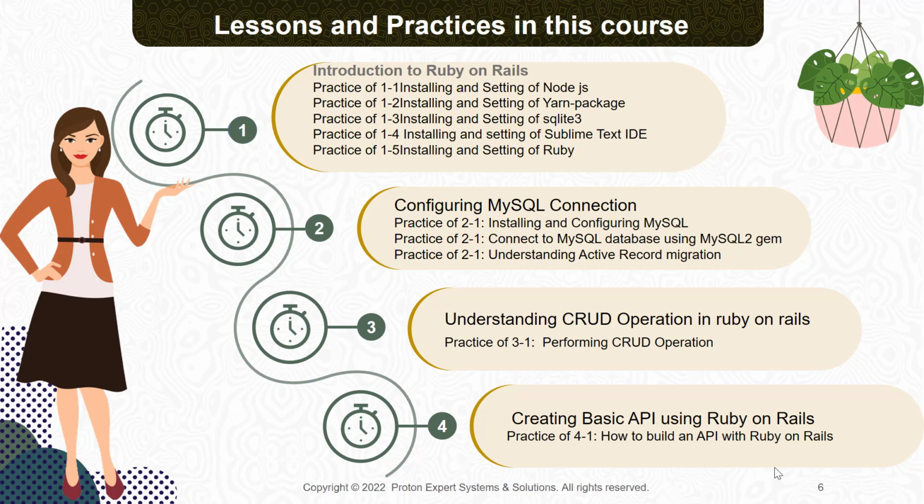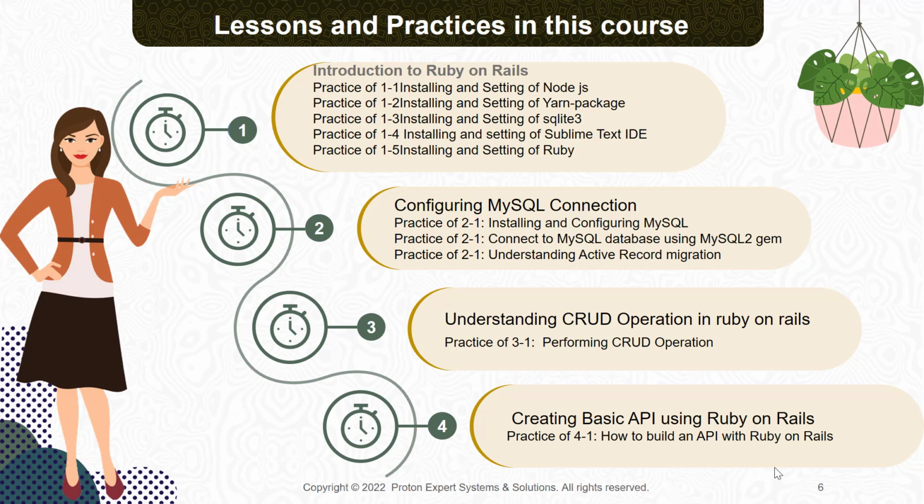Let me quickly walk you all through the lessons and practices that we have planned for you in this course. The first lesson is Introduction to Ruby on Rails. Here you have 5 practice lessons. First one is to install and set up Node.js, then Yarn package, SQLite 3, Sublime Text IDE, and lastly you will also learn to install and set up Ruby.